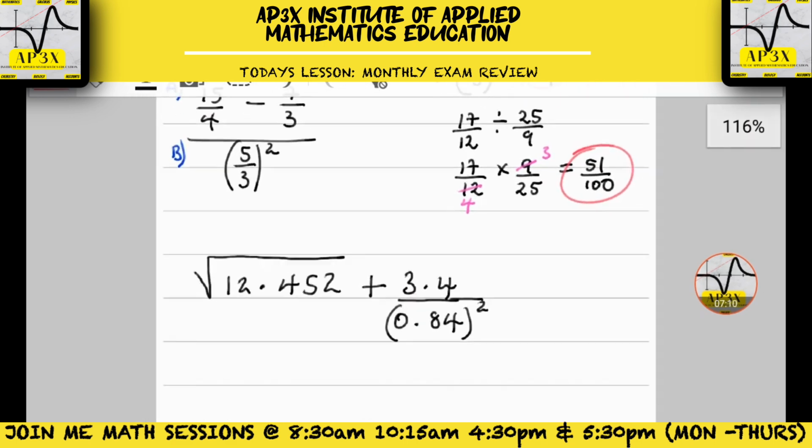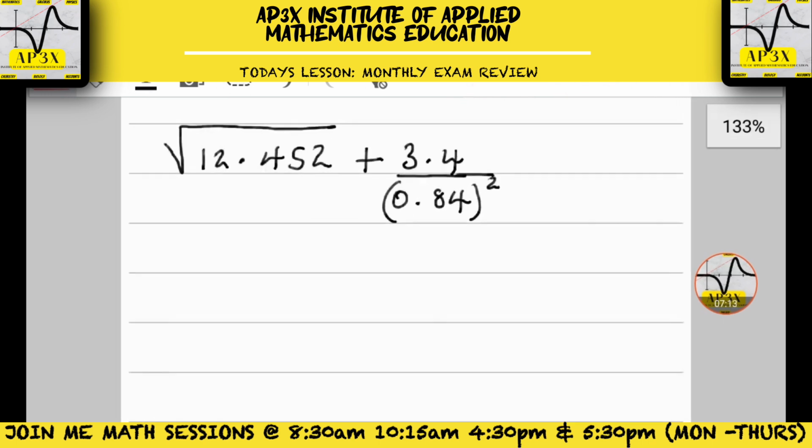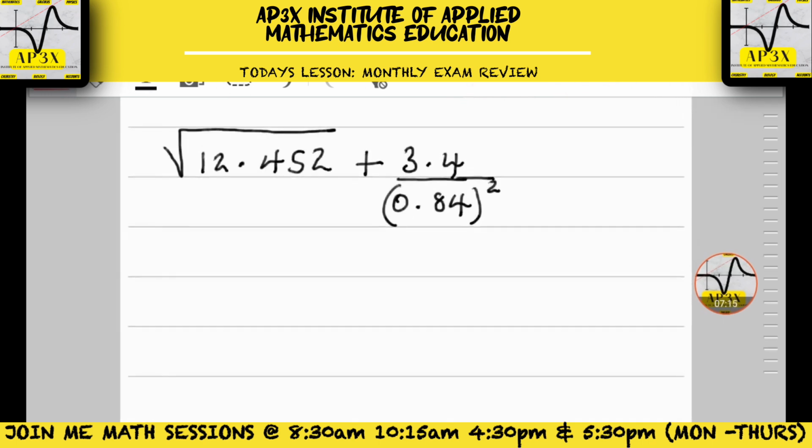All right, we're then going to proceed to the next question, which is a decimal and approximation question, and this requires us to find the square root of 12.452, and we're going to be adding that to the result of 3.4 divided by 0.84 squared.